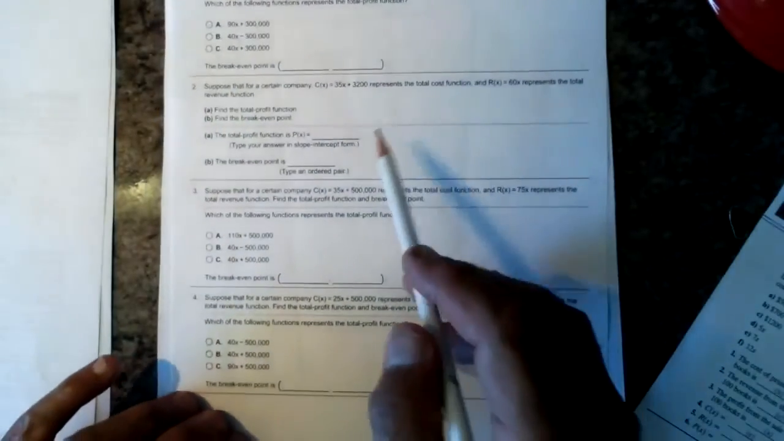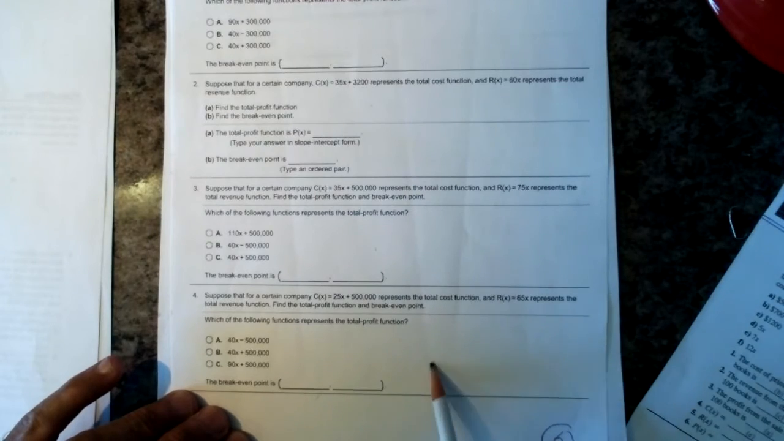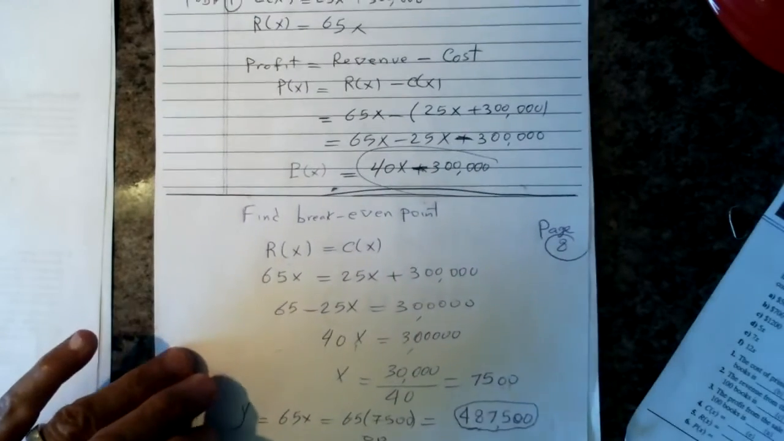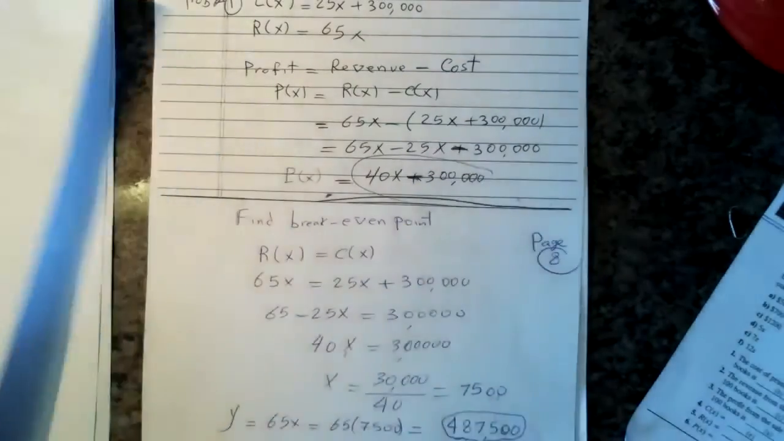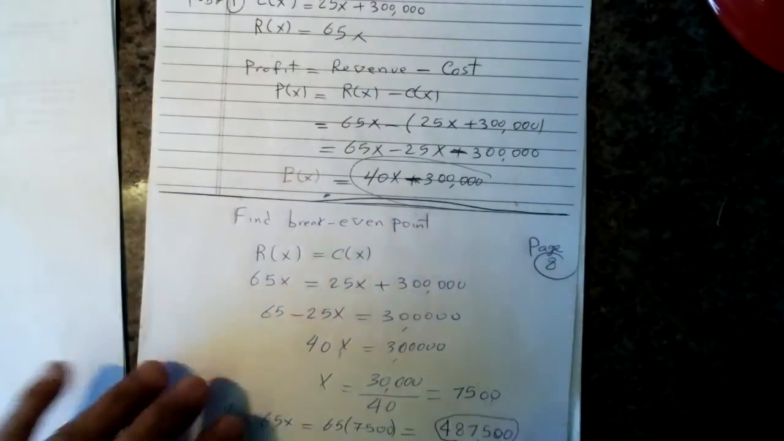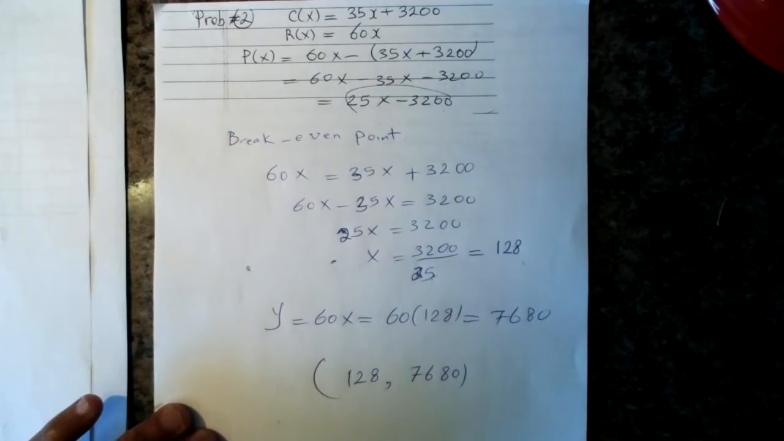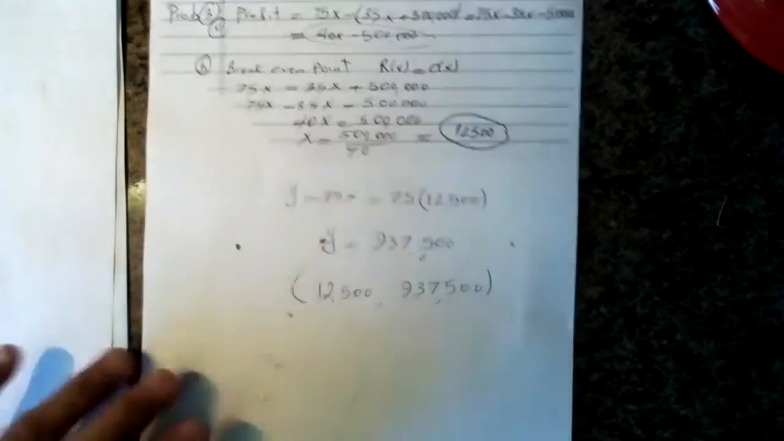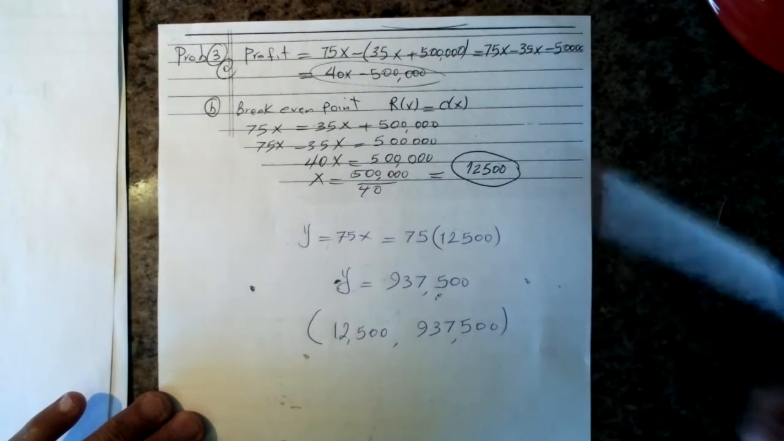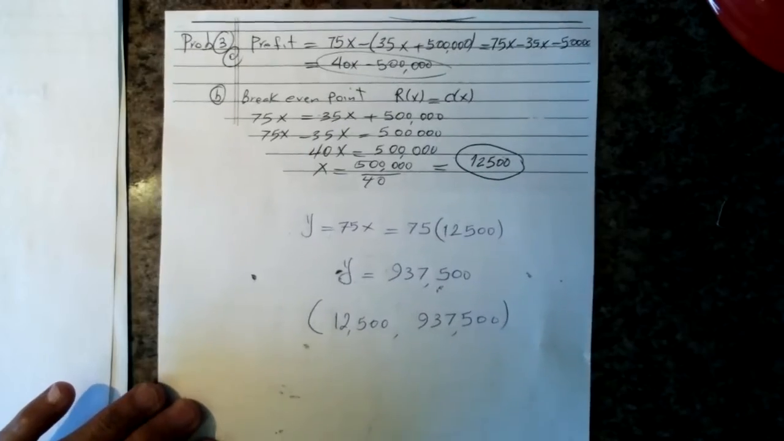Second problem and the third problem, they all are very, very similar. And I think the fourth one, look. See, problem number 2 is very similar. So this is your x, this is your y. Problem number 3 also. First, he asks you to find the profit, then the break-even point. What is the break-even point? When these are equal.